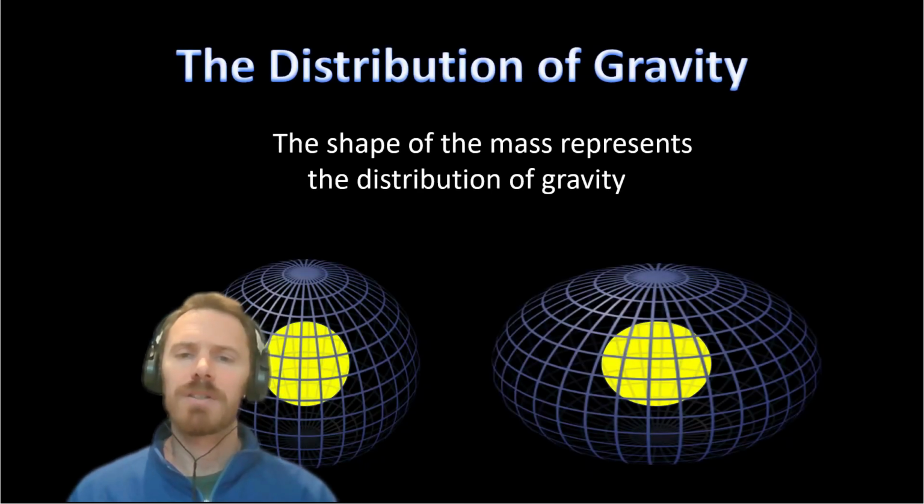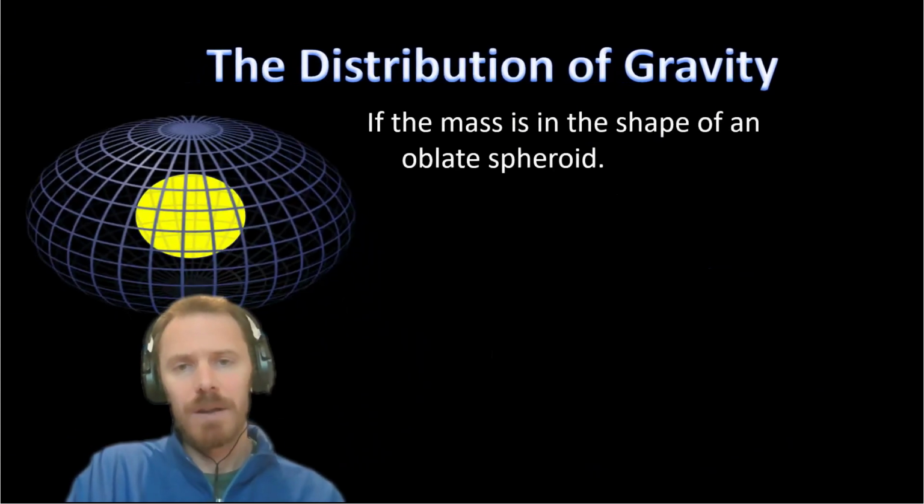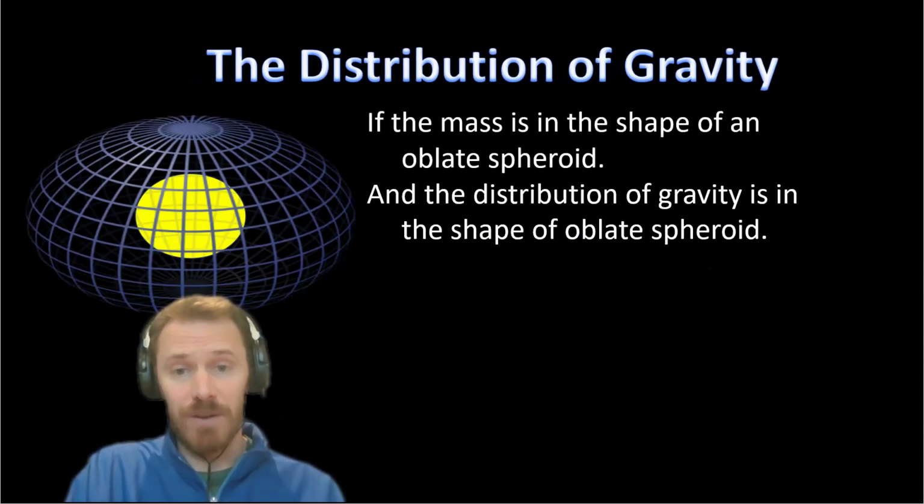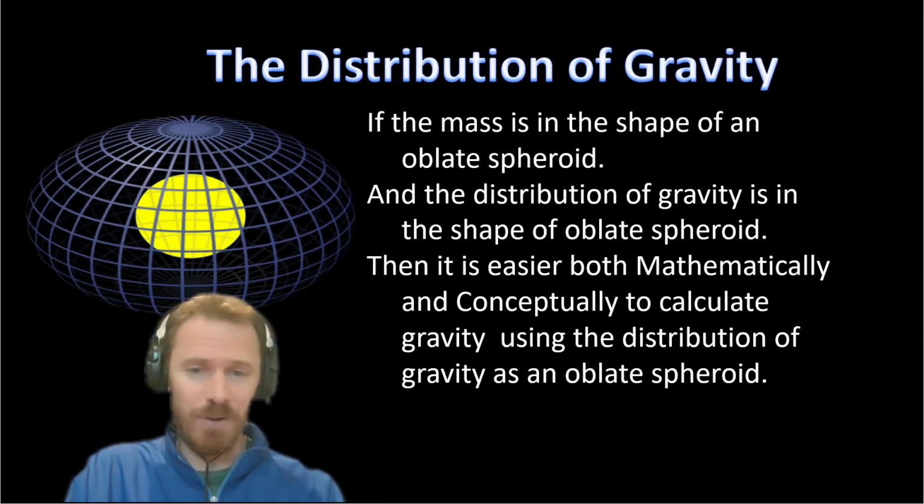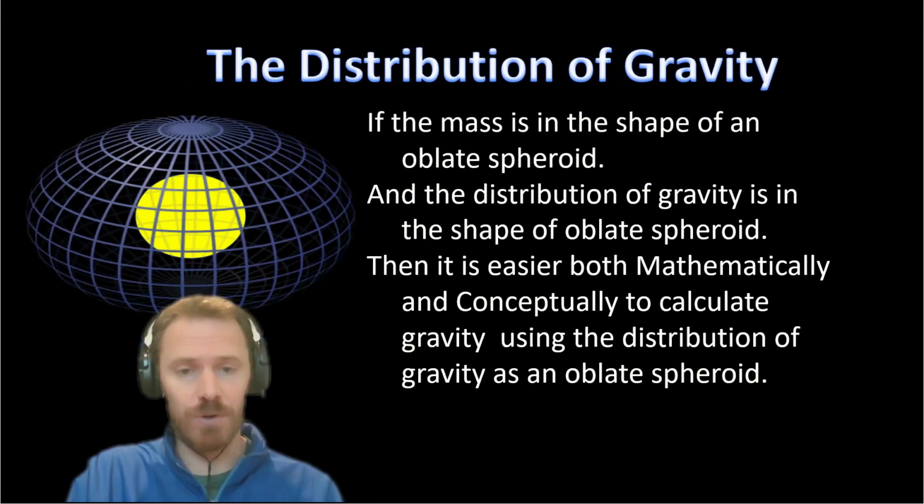We can better account for this discrepancy using our new formula by saying that the shape of the mass represents the distribution of gravity. Everywhere on the geode, you weigh exactly the same. If the mass is in the shape of an oblate spheroid, and the distribution of gravity is in the shape of an oblate spheroid, then it is easier both mathematically and conceptually to calculate gravity using the distribution of gravity as an oblate spheroid.